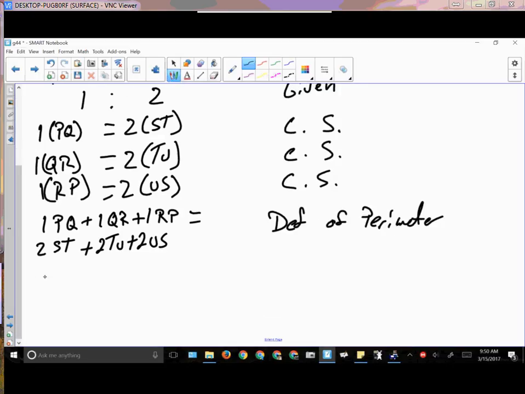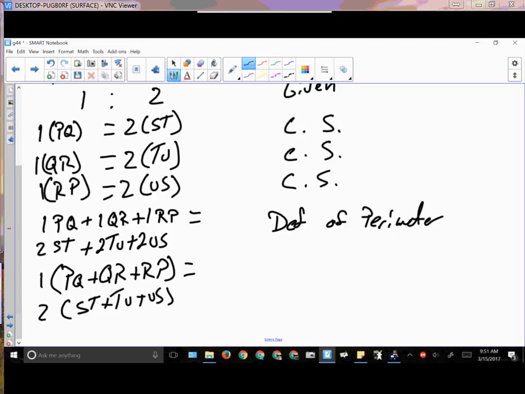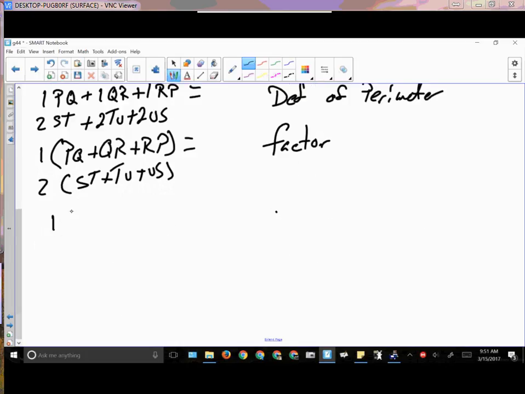Now I'm going to change this for a second. So if I've got 1 times PQ plus QR plus RP, is that equal to 2 times ST plus TU plus US? Is that true? I just factored it out, didn't I? Factored a 1 out of each one of these, factored a 2 out of each of those. Is that correct? So then, could I say that if I had 1 of, by the way, what do I call that when I add all the sides up?